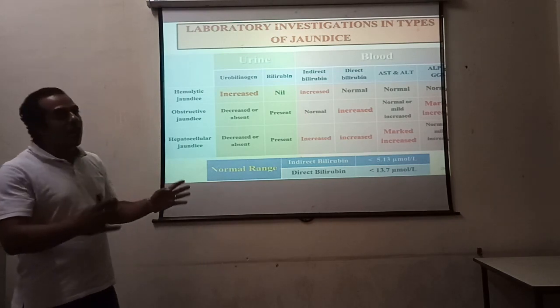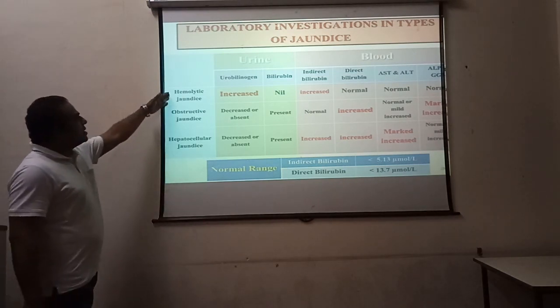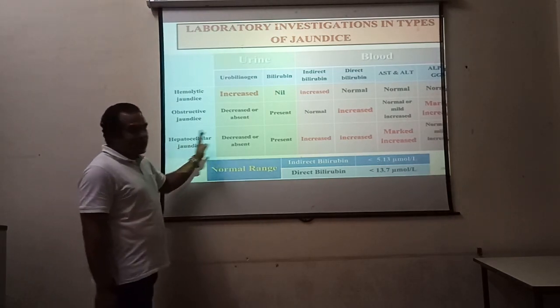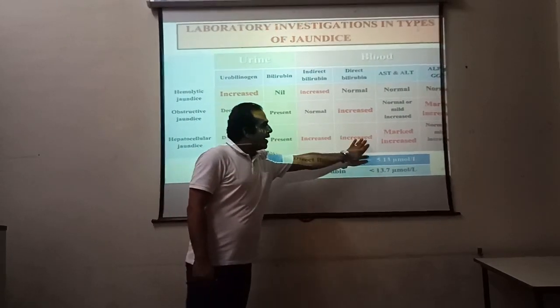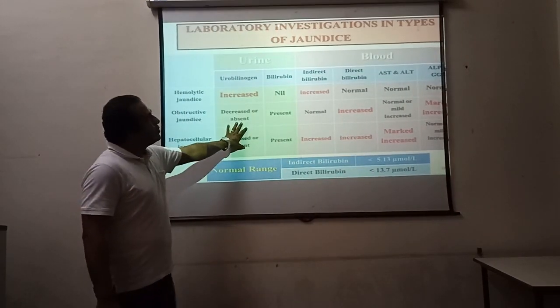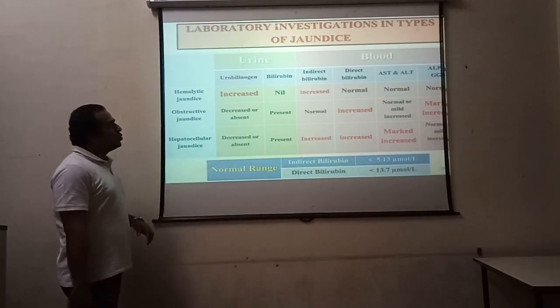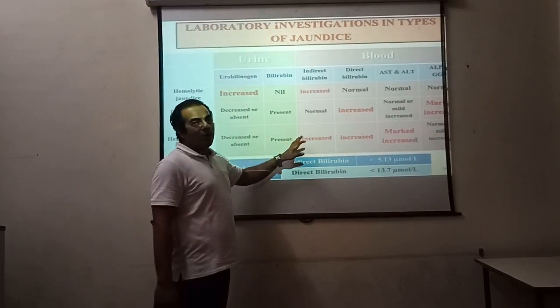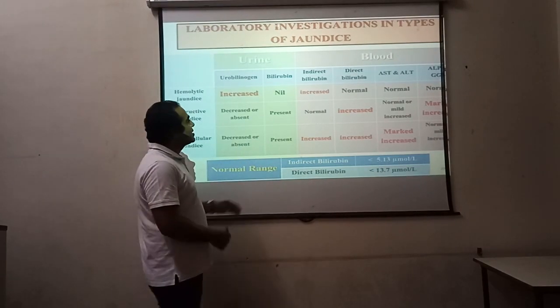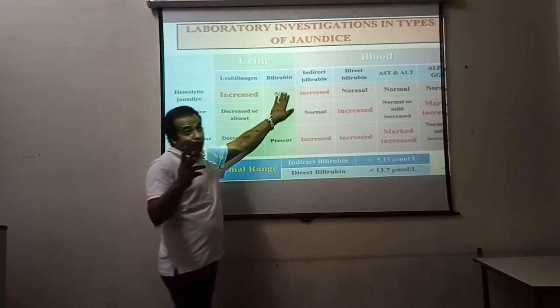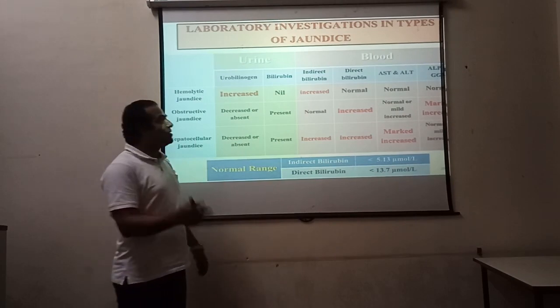Now this is a chart showing the difference between the three types of jaundice in terms of various indicators. Some are related to the urine and some are related to the blood. Some are familiar to you because we have already learned about the liver function test, in which we discussed bilirubin, which was of two types, conjugated and unconjugated.